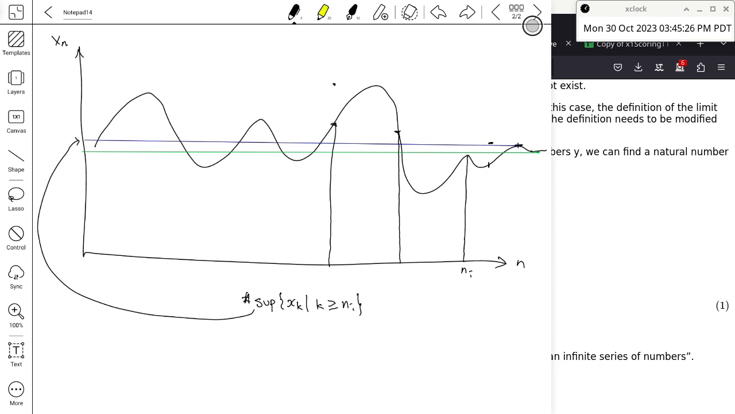Does everybody see that the blue line is the supremum of x_k such that k is greater than or equal to n_i? If I look at all the values in the sequence starting at x_{n_i}, because this particular value here is x_{n_i}, the next one is x_{n_i+1}, and so on and so forth, and I want to find the maximum of all of those values, that'll be the blue line.